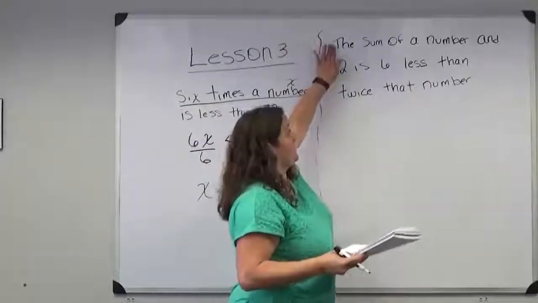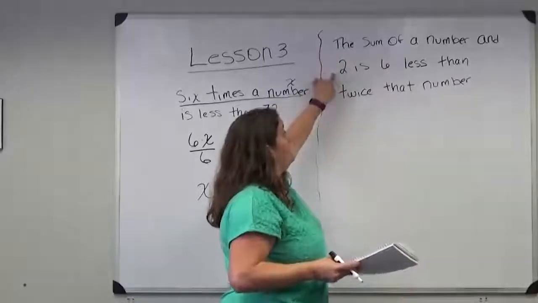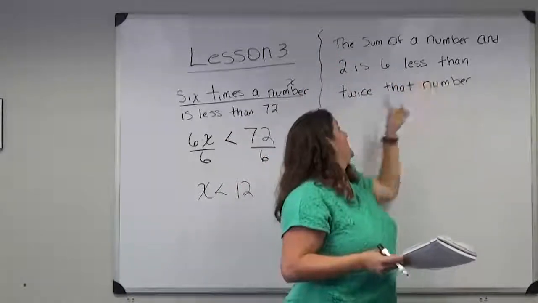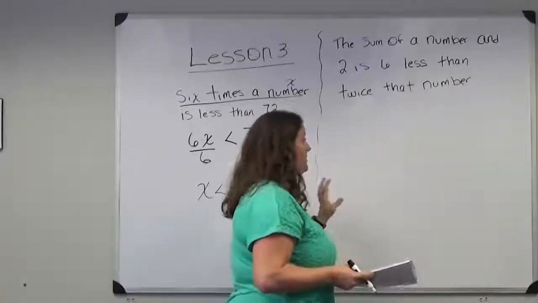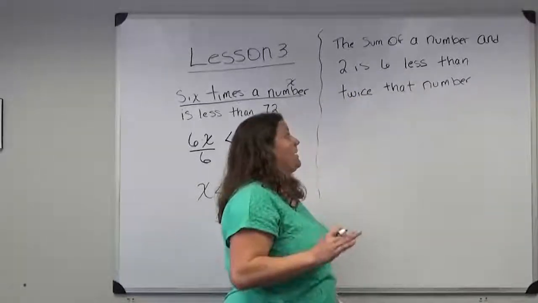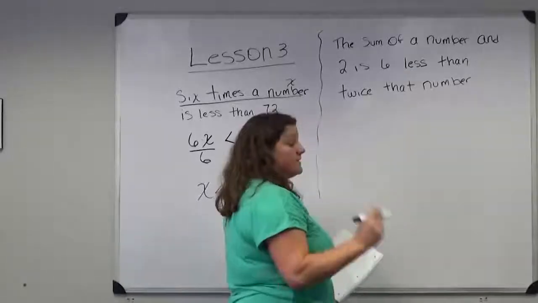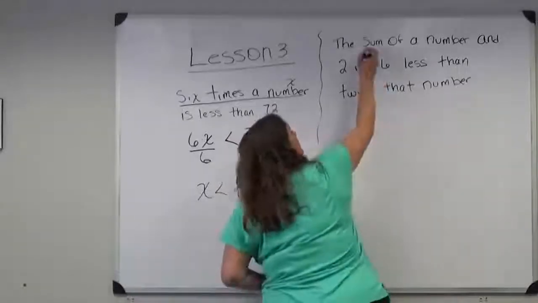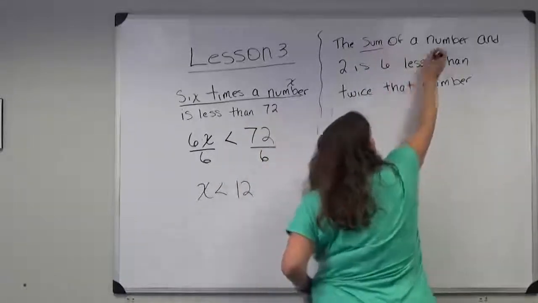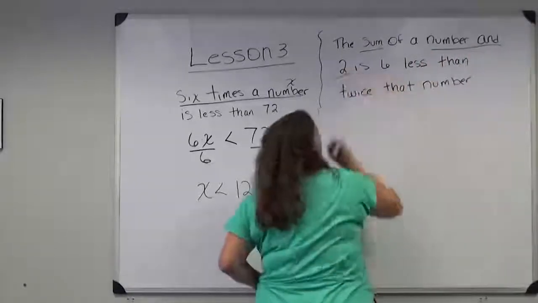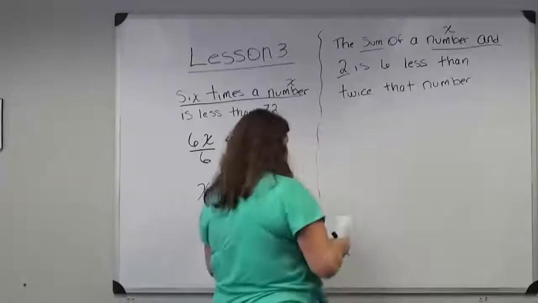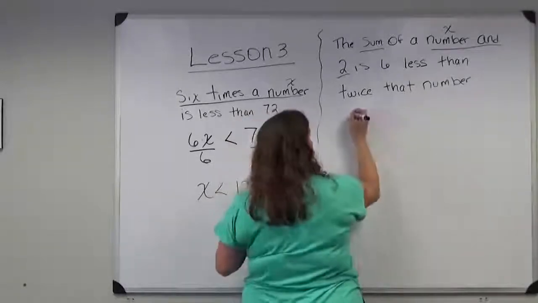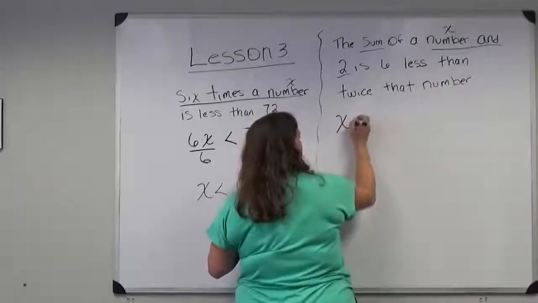So if you're given this statement, "the sum of a number and 2 is 6 less than twice that number." If you look at it as a whole, it just seems very overwhelming. So I like to break it up into smaller pieces. The sum of a number and 2. Sum is important, number and 2. Again, we'll call that number the variable x. So the sum of a number and 2 is written as x plus 2.